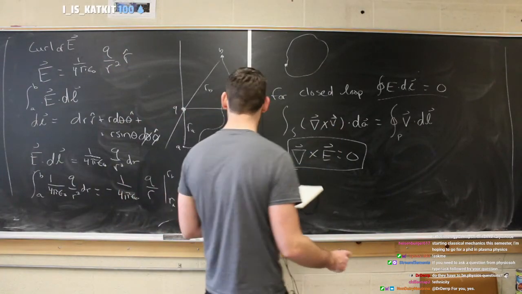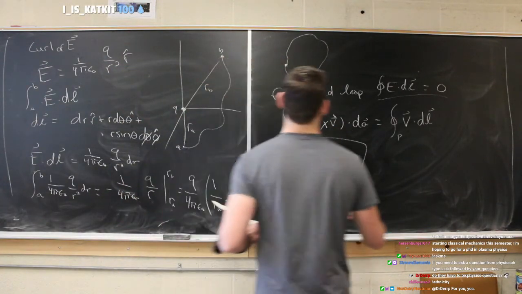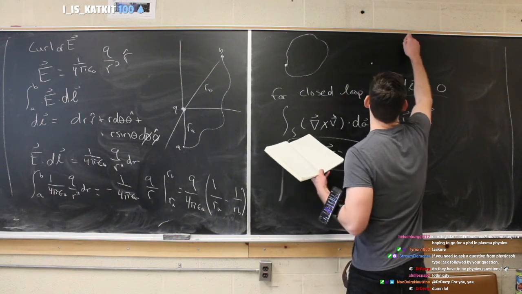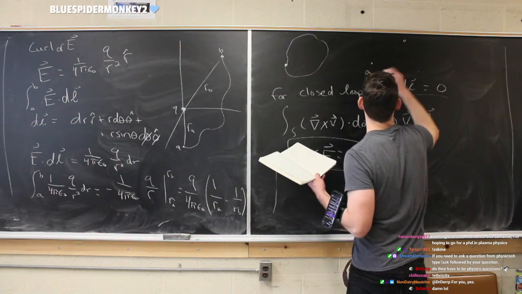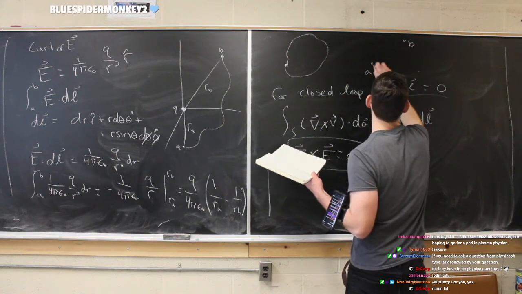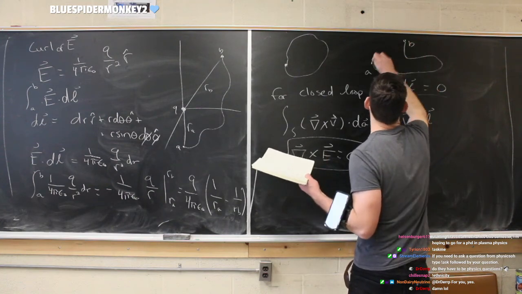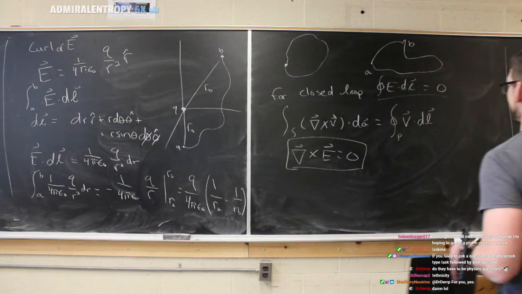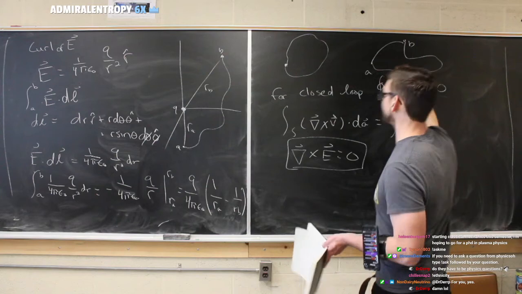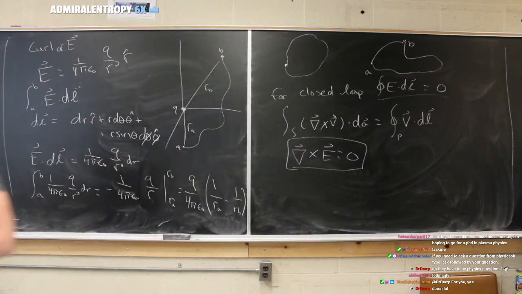So if we draw something like this, where we have a point A and a point B, we could do some dramatic path out here, and then a very short path in that direction. And what this means is it doesn't matter which path you take, A and B will end up with the same result.